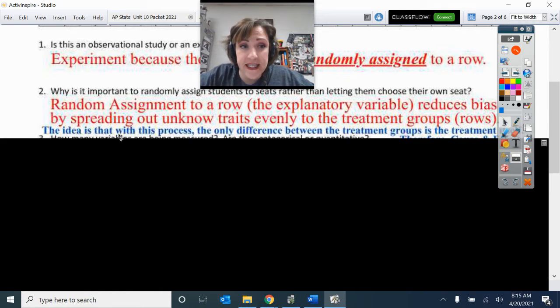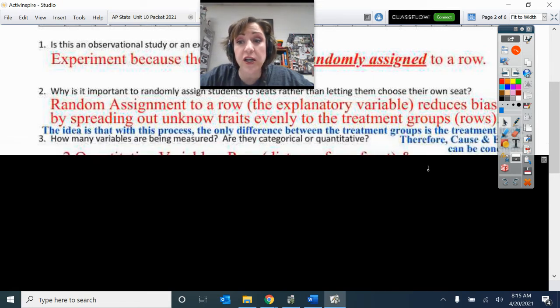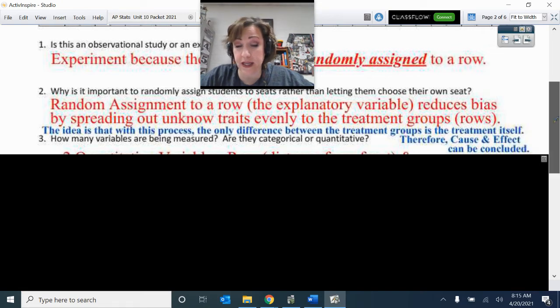Okay, so the idea with this process of random assignment is that then the only difference between the treatment groups is the treatment itself. Therefore, cause and effect can be concluded. Okay, so that's a big deal there.